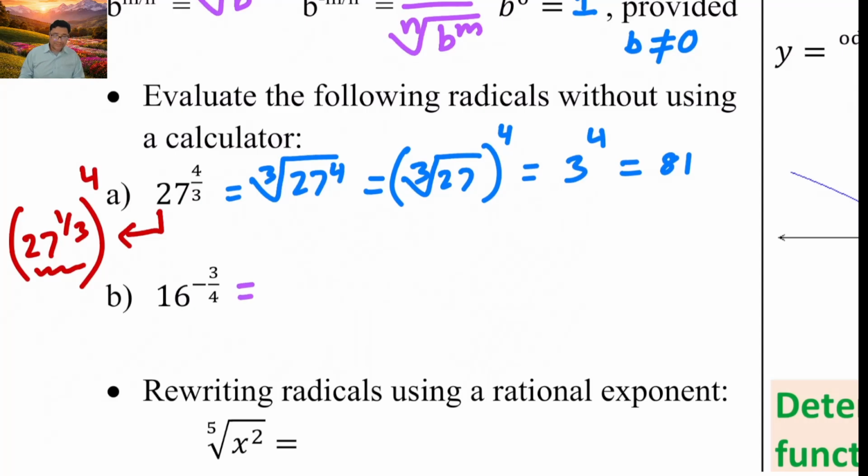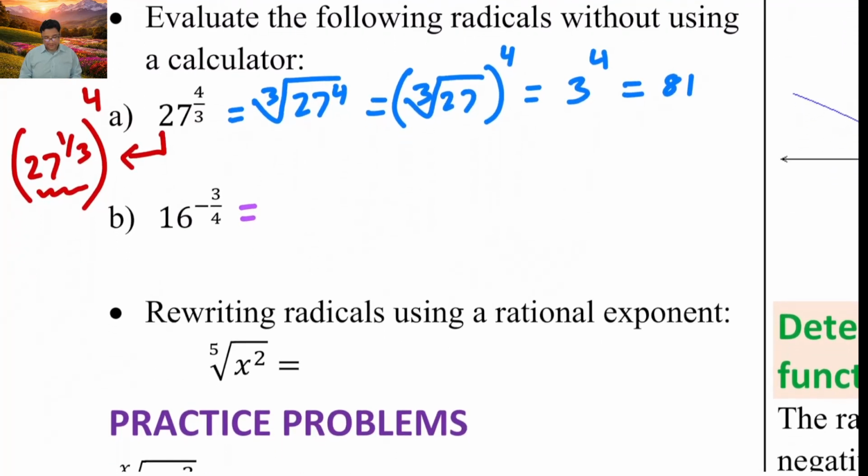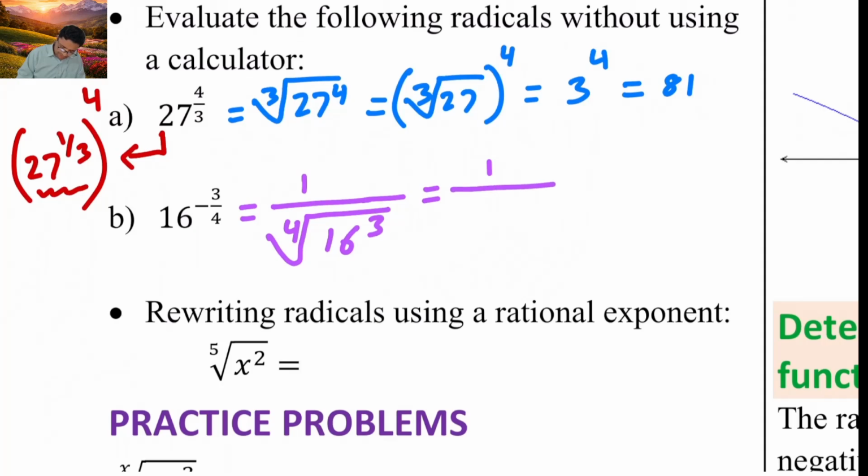Similarly, 16 to the power negative 3/4. Following our formula that we have written above, first you take it to the denominator because there is a negative exponent, right? And that's the fourth root of what? 16 cubed. So again, I'm going to do the same thing. I'm going to express this as the fourth root of 16, cubed.